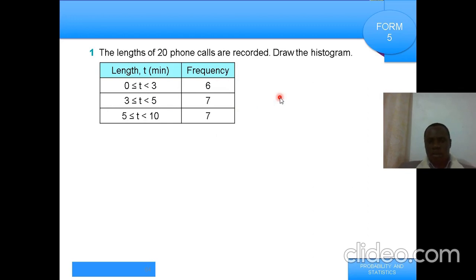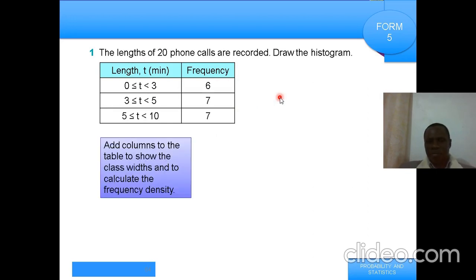To do a histogram, we have to find the frequency density. So we have to add a column to this so that we can solve for frequency density. We put a column here which is called class width. What is class width? It is the length of each class. From 0 to 3, you just do 3 minus 0. That length is 3. Then here you do 5 minus 3, that is 2. Then here you do 10 minus 5, that is 5. This is the class width. You need it to calculate the frequency density, called the FD.